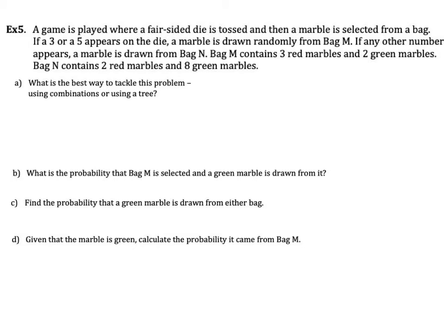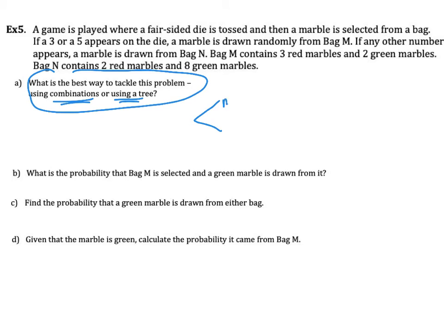So I hope, because we have 2 different scenarios that could happen, we're going to roll a die, and then we're going to go to bag M or bag N, and then we're going to get a green or red marble, that you're thinking tree diagram. What is the best way to tackle the problem? Is it combinations or is it tree? Hopefully you're saying to yourself, oh, definitely tree diagram. So I'm going to get you started, and then I want you to pause and just try the question on your own, right? So what do we have?